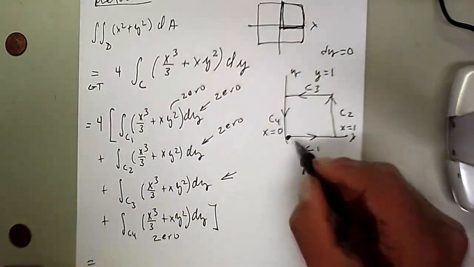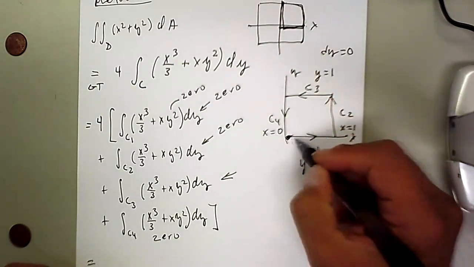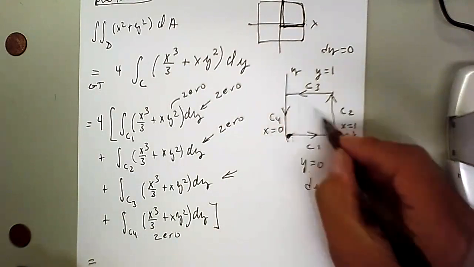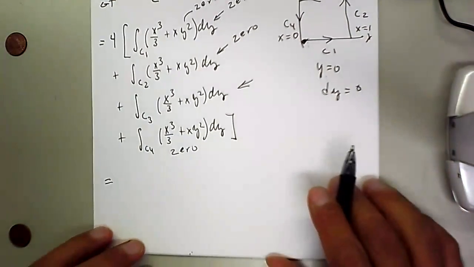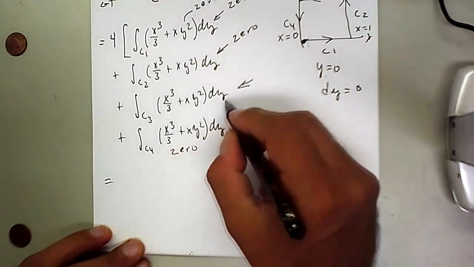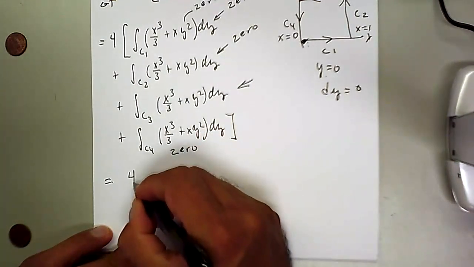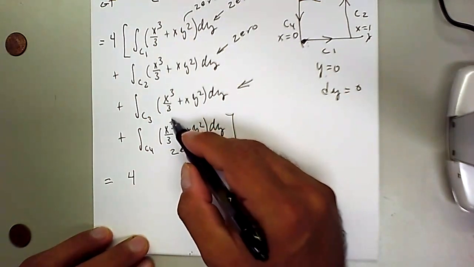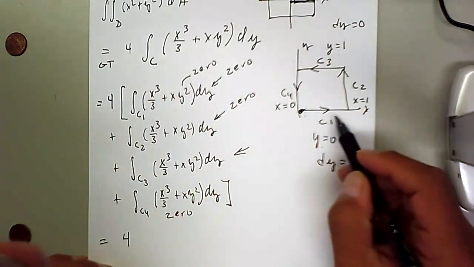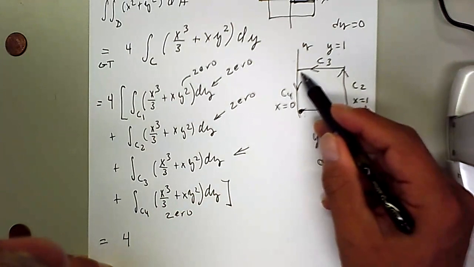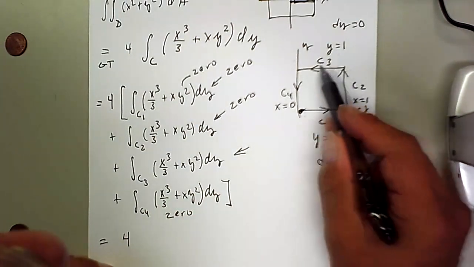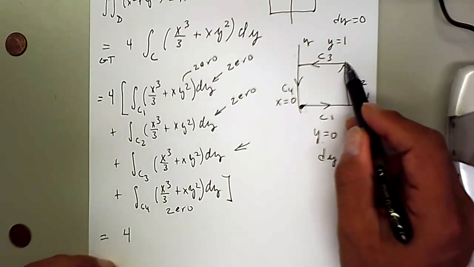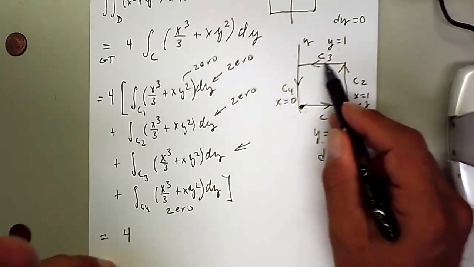Yeah, imagine if this was a triangle. Then the paths would be even more complicated because the diagonal adds complications. Anyway, so this is the only one that survives. 4, keep the 4. And we are going to integrate, this is C3. So this is C1, C2, C3 from, x is 1.